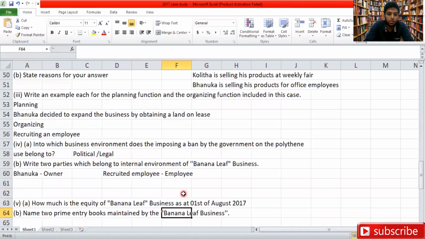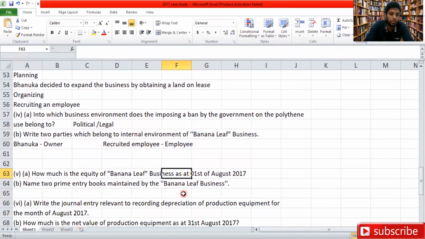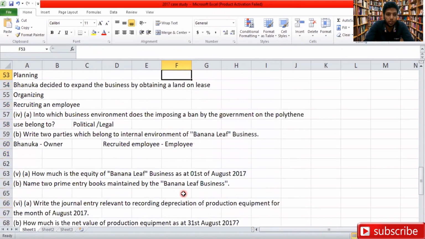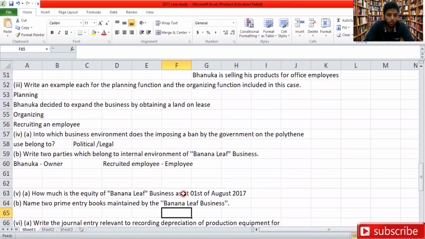Then we have: how much is the equity of the banana leaf business? Normally, in every paper's case study, from question Roman number V onwards, it's all accounting. So you need to know specifically how to score in this area. So let's start from V. Okay, so V itself. I'll leave some space here.